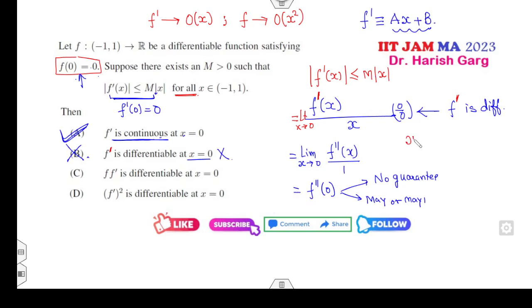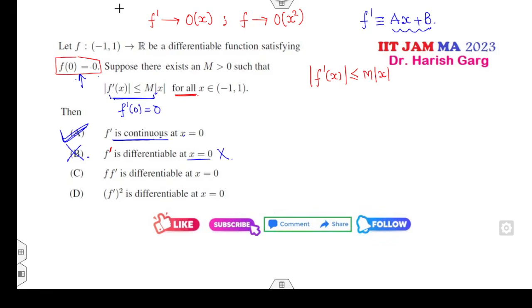आप example simple बना सकते हो आप. x cube sine 1 over x. Fine. You can see that the second derivative at the point 0 is not satisfied. Clear? Now look at the next one. f into f dash.